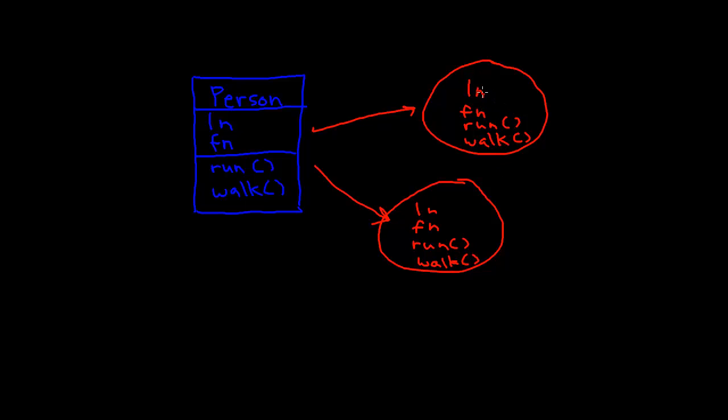And the initial values of the attributes would be the same, but as the program executes, we can change the attributes. So as the program executes, perhaps the last name is set to A on this object, and the last name may be set to B on this object. So the values of the attributes in the two objects may be different as we execute, but the actual objects are of the same type. So they always have the same set of attributes, last name, first name, and the same set of methods, run and walk.